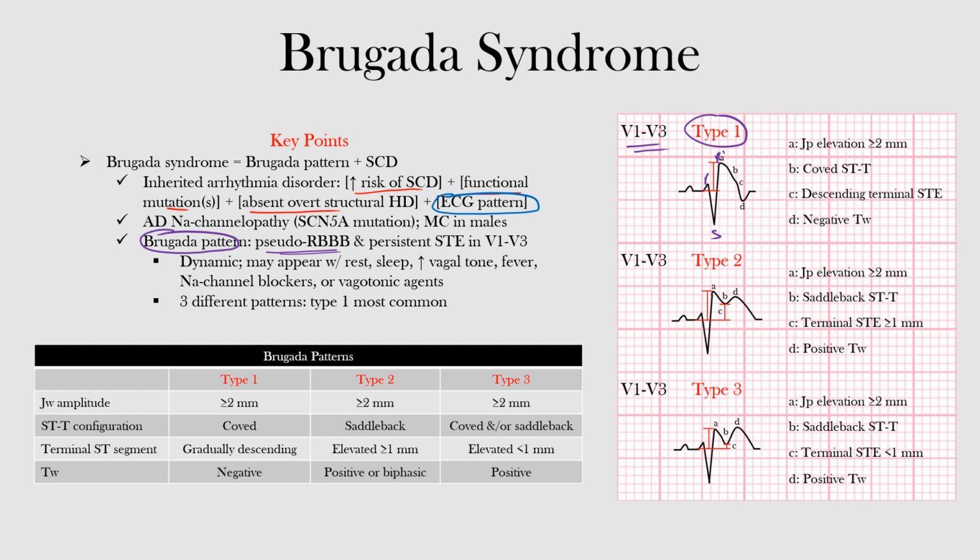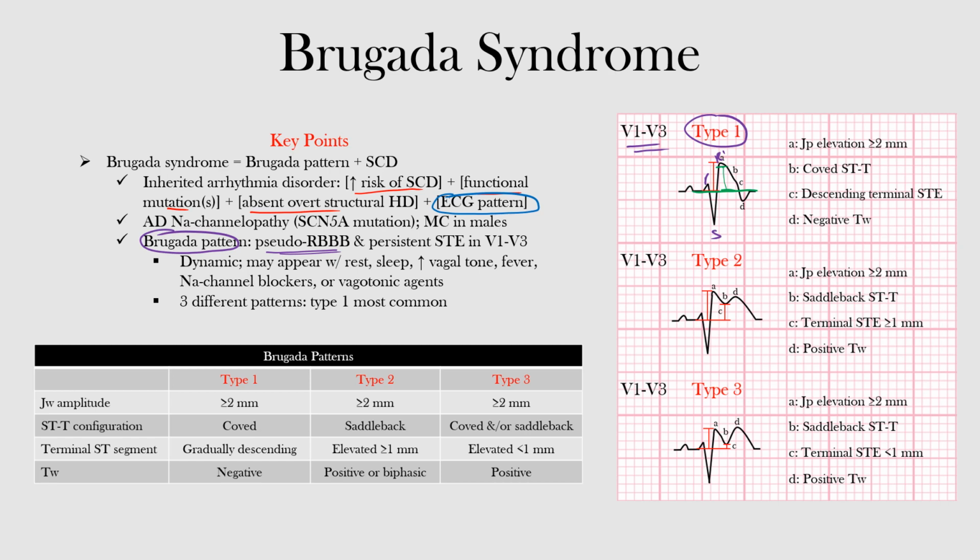So let's use our PR segment at the end of our P wave and use it as our baseline. And notice that we have elevation here, okay? And we'll see that there is ST elevation persistent throughout, as well as the pseudo right bundle branch block pattern that you'll see in each of these types, okay? So that's what we call the Brugada pattern, okay? And it's the hallmark of this syndrome.